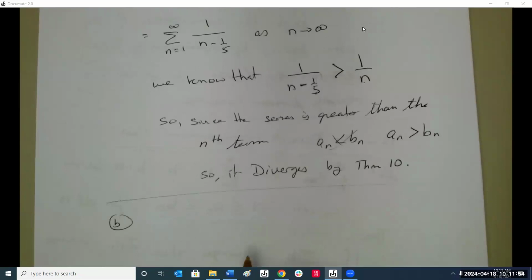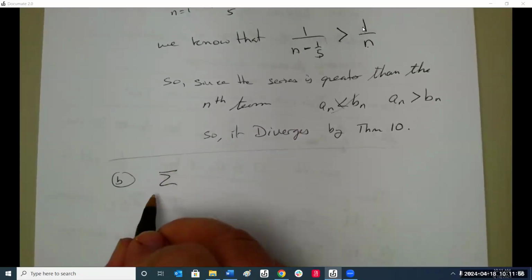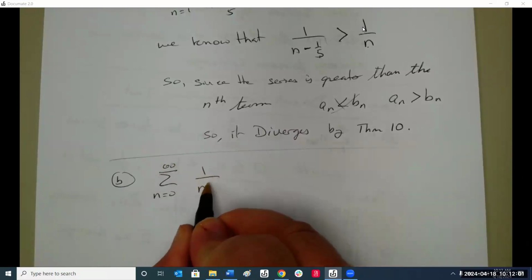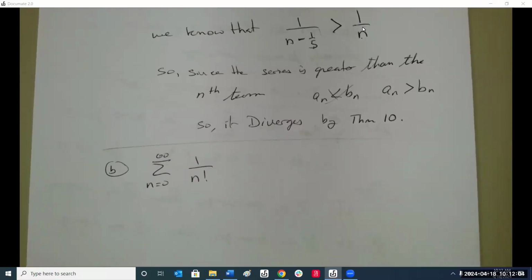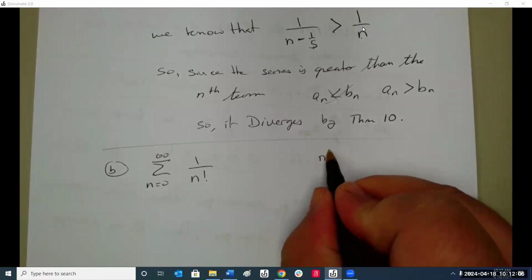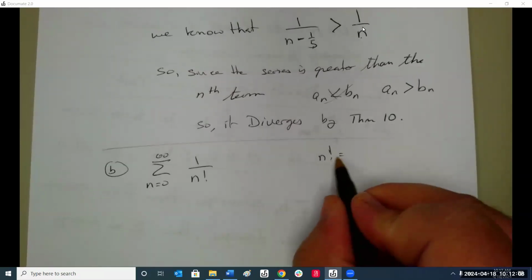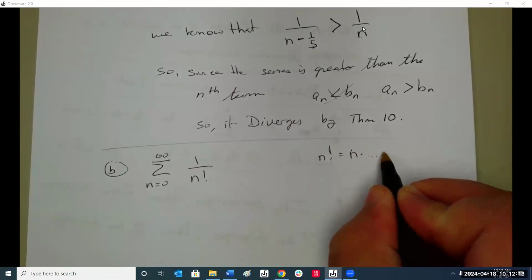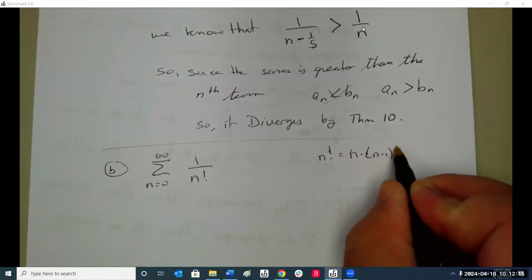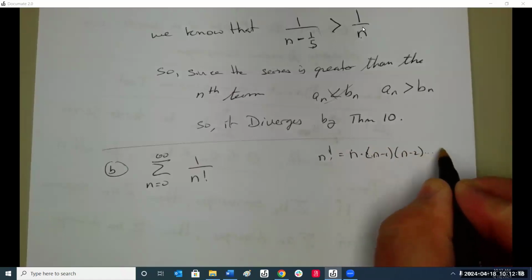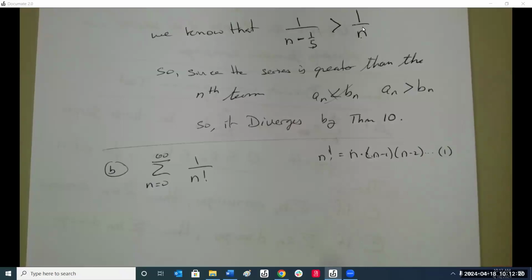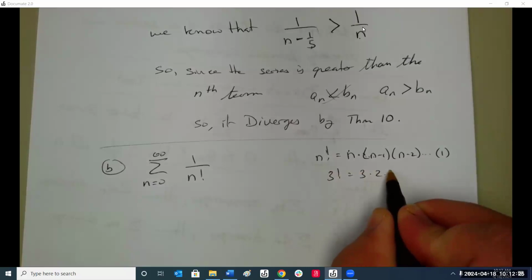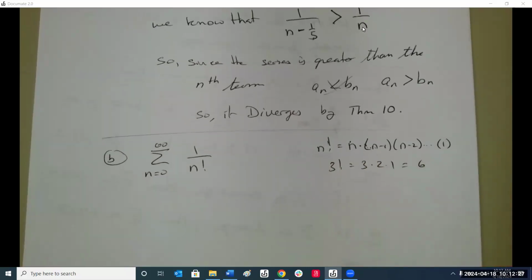B. Let's examine the series from n equals 0 to infinity of 1 over n factorial. Now, n factorial is the product of everything from n, n minus 1, n minus 2, all the way down to 1. So 3 factorial is 3 times 2 times 1, which is 6. It's a product.